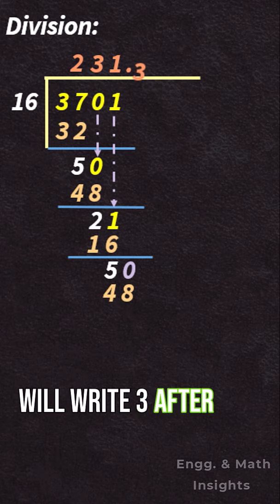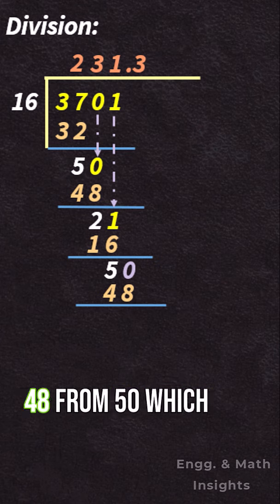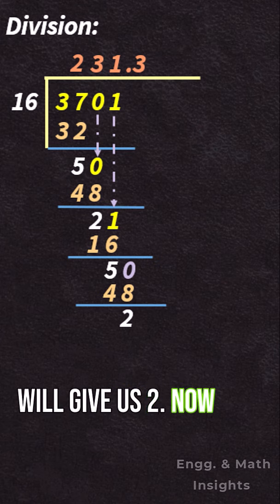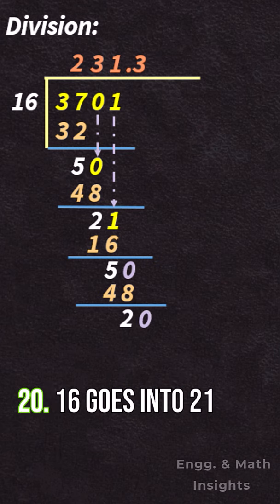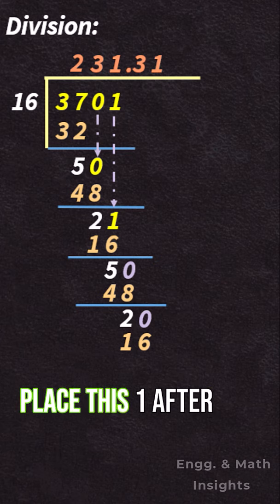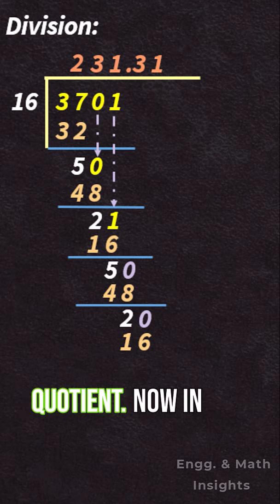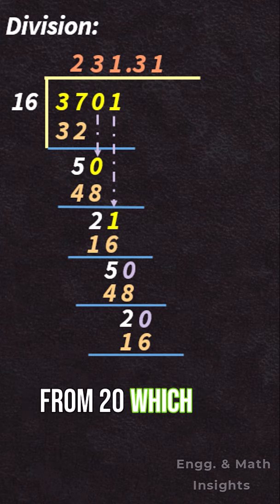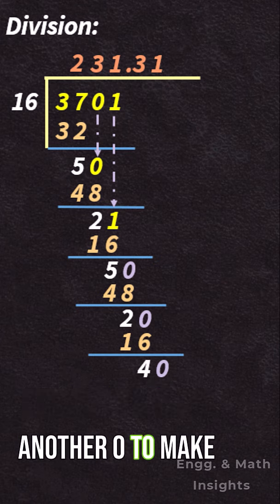So we will write 3 after the decimal point and subtract 48 from 50, which will give us 2. Now bring down the next 0 to make it 20. 16 goes into 20 1 time as 16 times 1 is 16, and we'll place this 1 after the 3 in the quotient and we'll subtract 16 from 20, which will give us 4. We'll again add another 0 to make it 40.